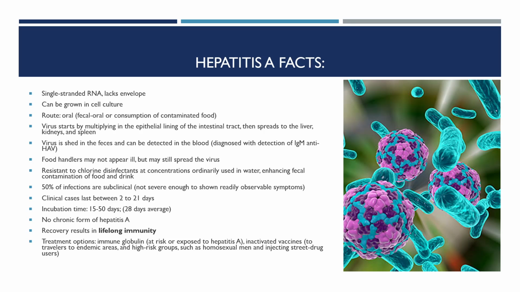Starting with hepatitis A, it is a single-stranded RNA virus that lacks an envelope. It can be grown in cell culture. Its routes of transmission are fecal-oral or the consumption of contaminated food or water. The virus starts by multiplying in the epithelial lining of the intestinal tract, then spreads to the liver, kidneys, and spleen. The virus is shed in the feces and can be detected in the blood, which is diagnosed with detection of IgM anti-HAV.